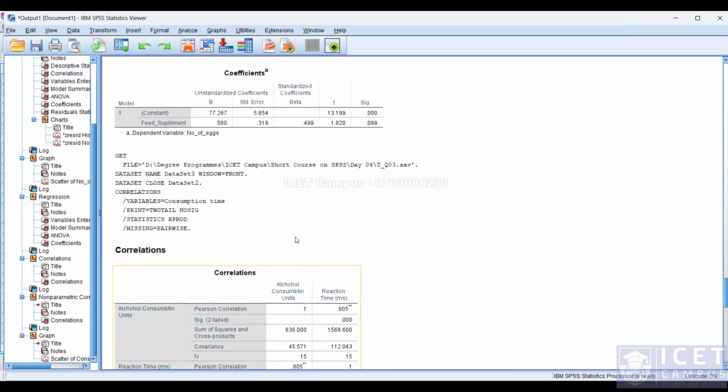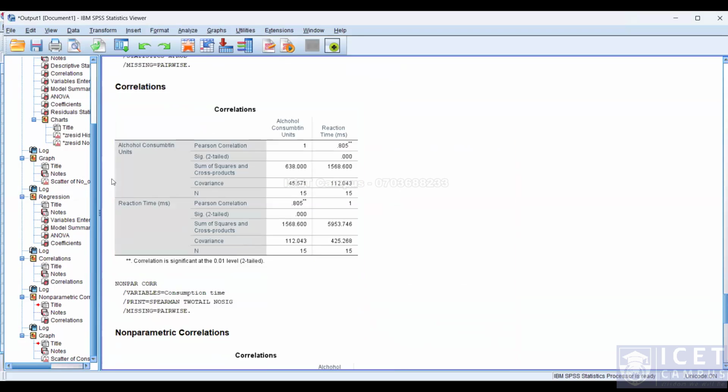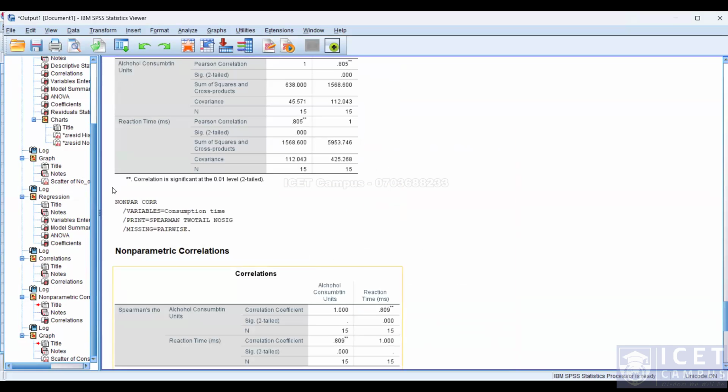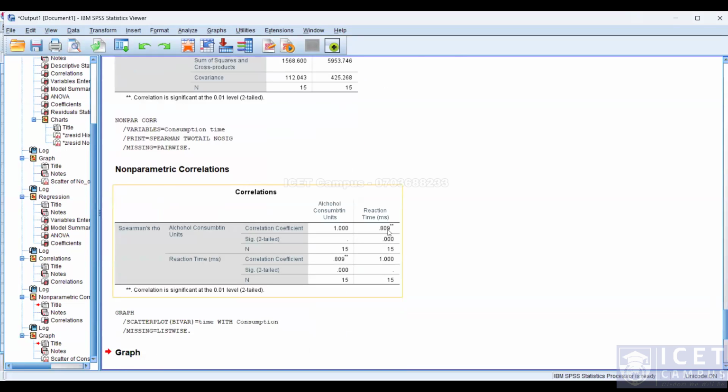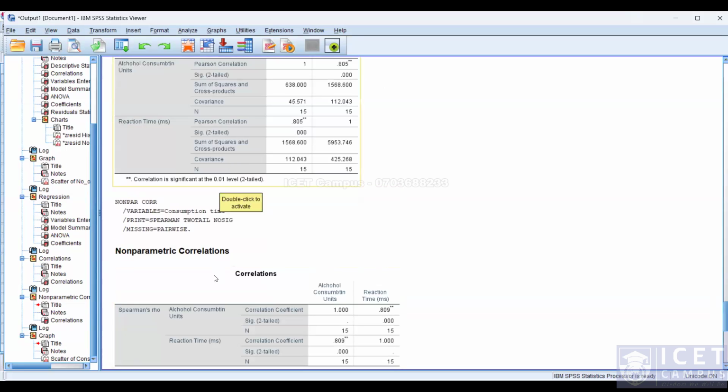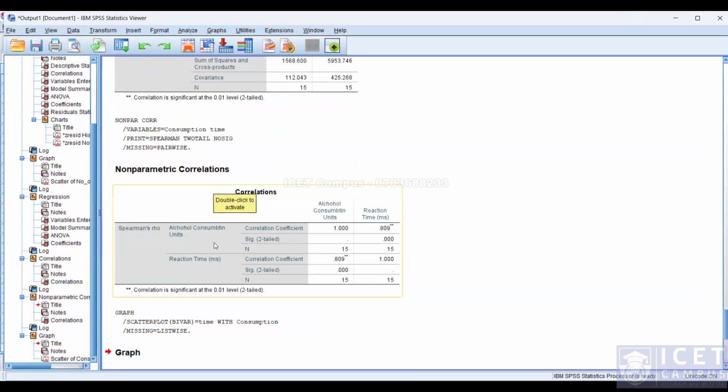We can see the correlation here. The correlation is 0.805, which is closer to 1. So this is the Pearson correlation. Then we can calculate the Spearman correlation as well. That is non-parametric, and it is quite similar to this one, 0.809. There are no more differences. So according to these two tests, Pearson and Spearman, the correlations are significant.